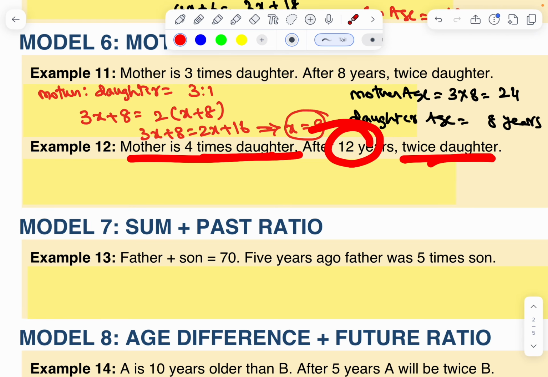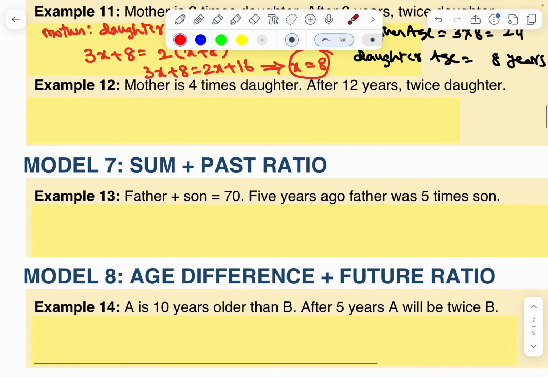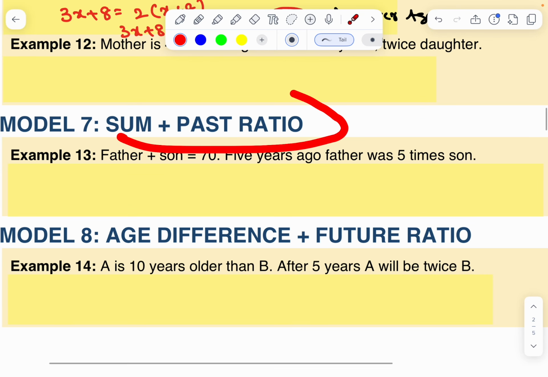Next question. Mother's age is 4 times the daughter. After 12 years, twice the daughter. Same model question. It is homework for you.